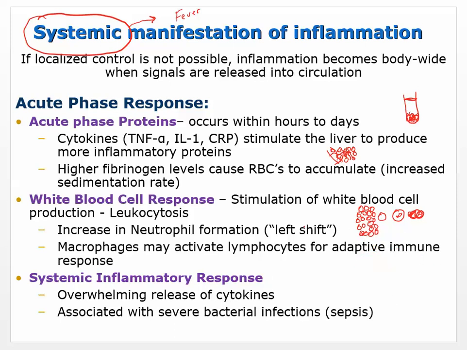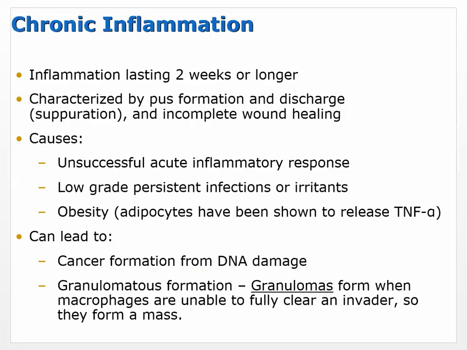So now we're getting the adaptive immune response in. Overwhelming release of cytokines, if it goes too far and moves too fast, can be associated with severe bacterial infections or sepsis. So sepsis is when you have infection that occurs in the blood, and that can progress to septic shock, but sepsis is just a bacterial infection.